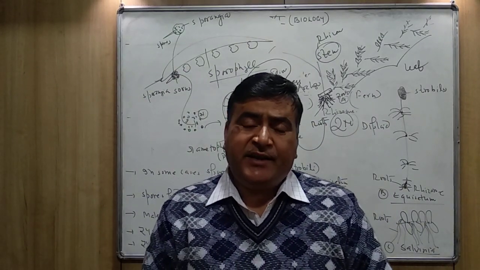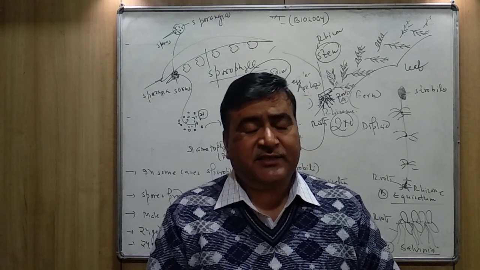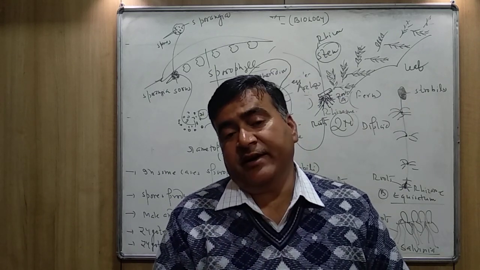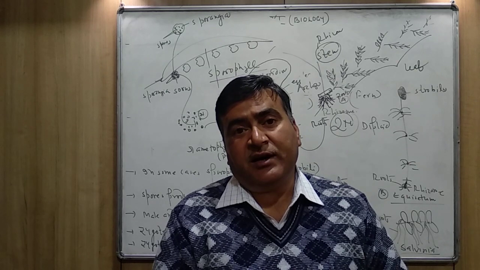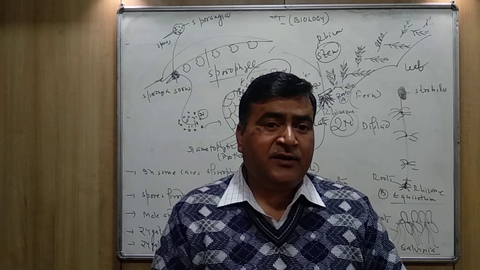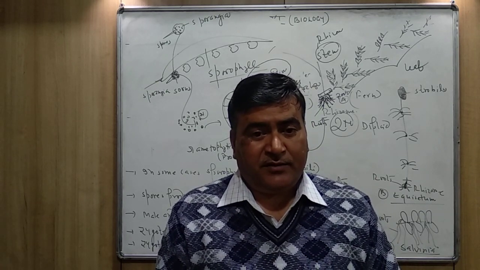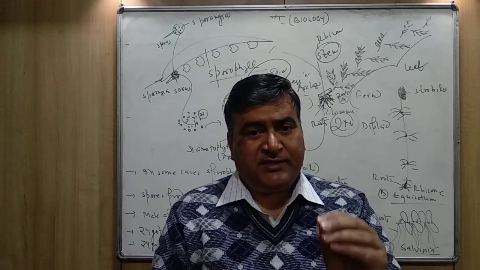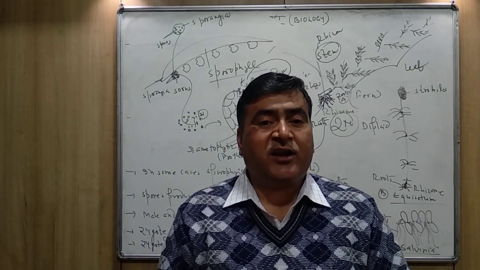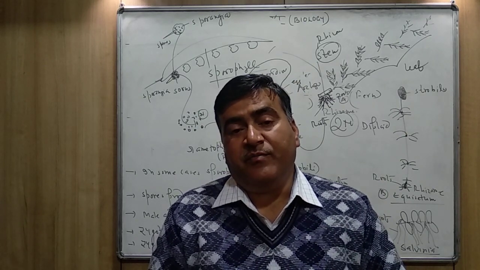The spores are identical. But in some cases, like in Selaginella, which is also a type of fern, a member of Pteridophyte, and Azolla, a type of aquatic fern, in both of the cases the spores are of two types: the smaller spores and the bigger spores. The smaller spores are called microspores, and the bigger ones are called megaspores.